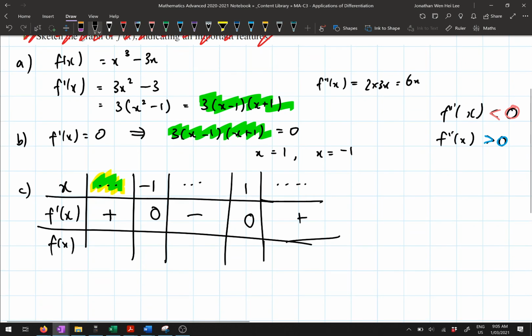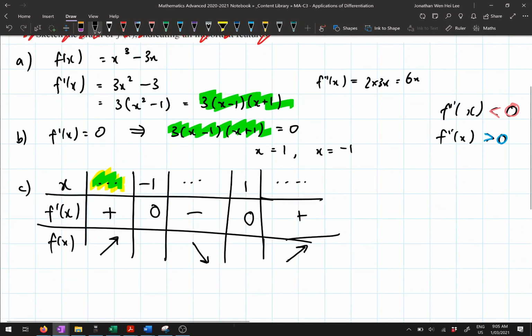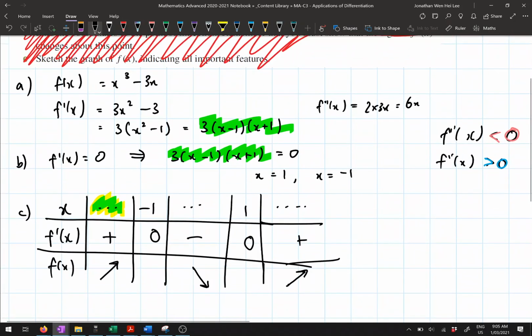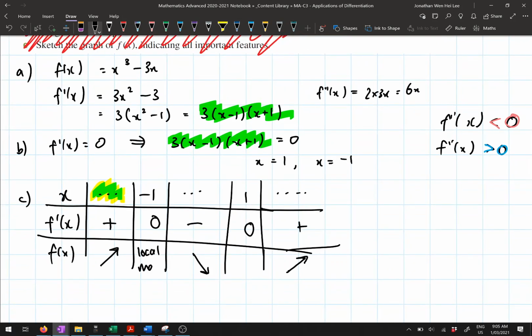Cool, so what does that tell me about my graph? I go up, down, up. So what does this tell us about -1? It is a local what? Maximum, excellent. You look at the shape, we're going up and then down. So that's a local maximum. Down here at 1, local minimum, excellent, because we're going from down to up. So that's one way you can do it.